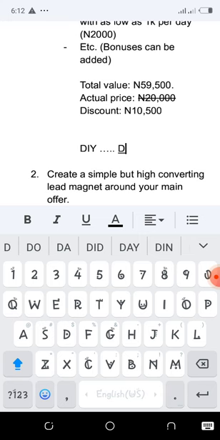Now, done for you is DFY, done for you template. Why people choose done for you templates is because they have more assurance that this person is an expert, if this person already has a template that has been working for him. Because if you start up, let's say, running Facebook ads, and you're learning from scratch, there are a lot of mistakes you make, and so many mistakes will cost you so much money.